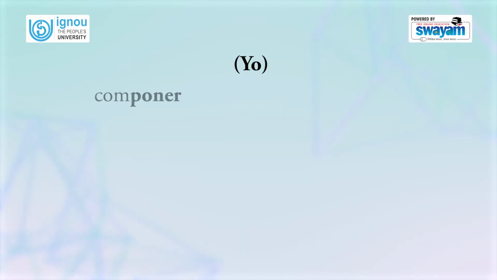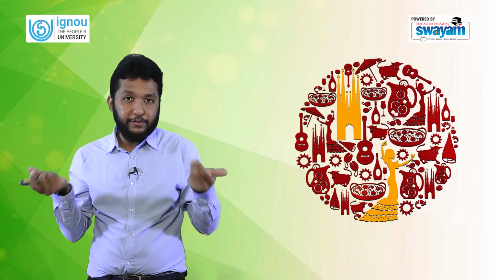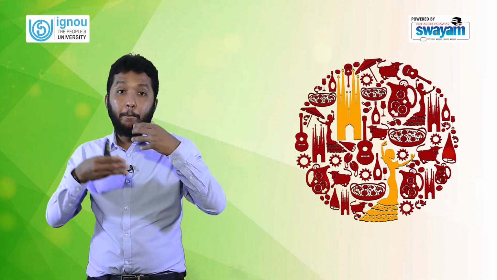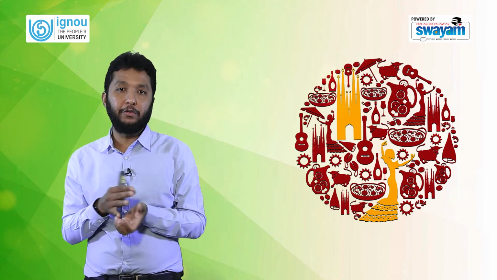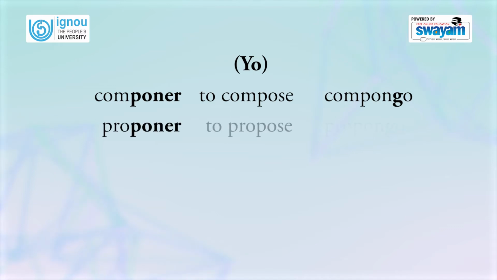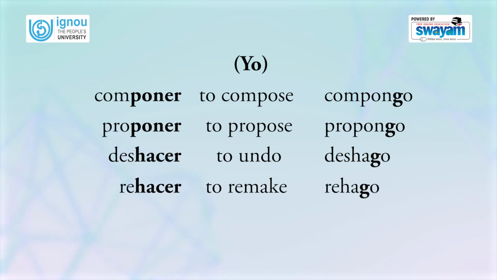So, componer is to compose, compongo. Now, we have seen that poner is pongo, right? To put, and it is irregular in the first person. So, similarly, the compound to compose is compongo. Yo compongo canciones. I compose songs. Proponer, to propose, is propongo. Deshacer, to undo, is deshago. As you've seen, hacer es hago, right? Rehacer, to remake or redo, is rehago.